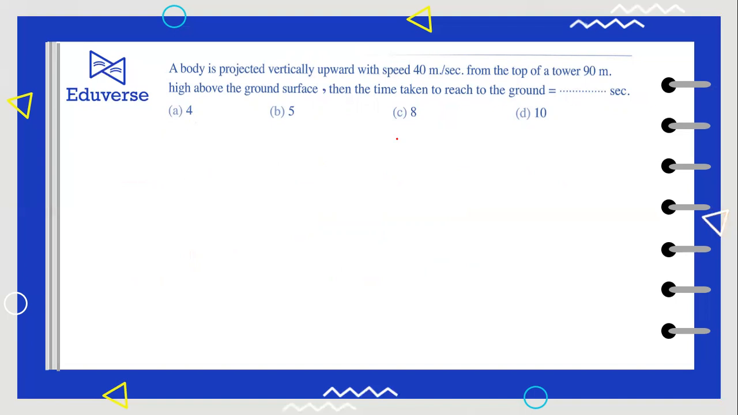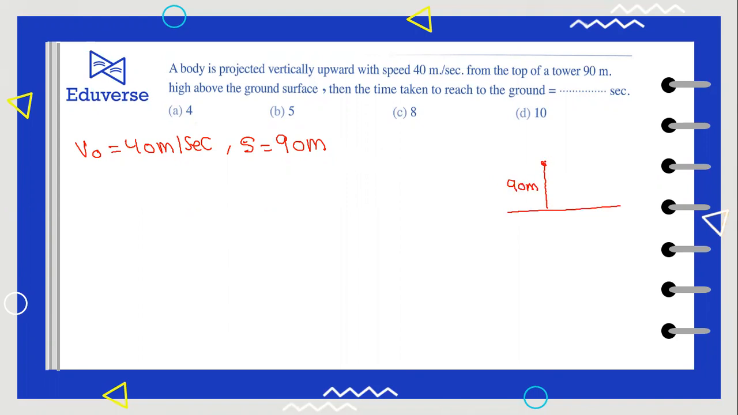Here I have a body projected vertically upward with this speed, so that refers to V node. V node equals 40 meters per second from the top of the tower, 90 meters high. The distance is 90 meters high. I want the time taken to reach the ground. Firstly, that's a tower and that's the ground. Here is 90 meters.